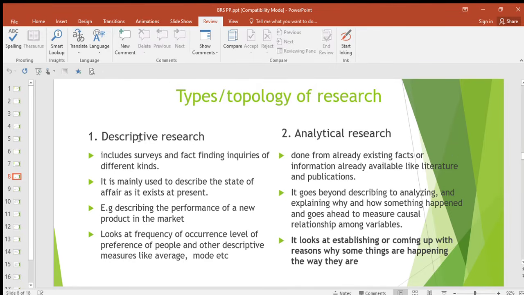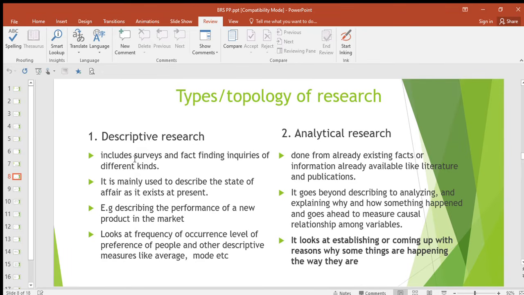Descriptive research comes from the word describe. As you can hear, descriptive from the word describe. It's mainly used to describe the state of affairs as it exists at present, the way things are. That's what we call descriptive research.